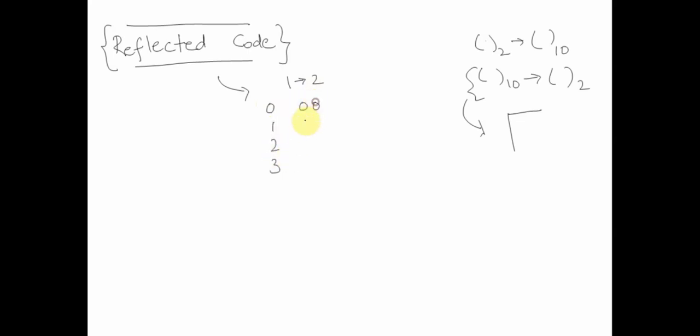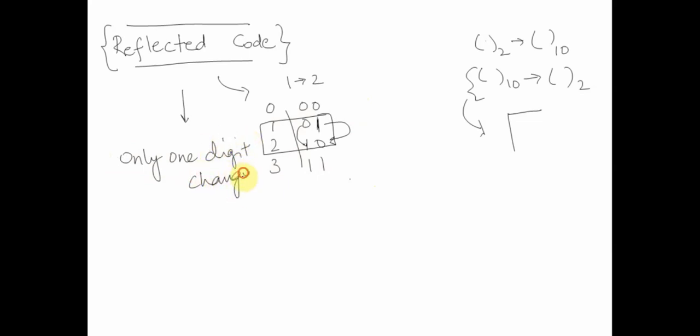How does this look? 0 0, 0 1, 1 0, 1 1. So what you see here is that when I move from number 1 to 2, both my bit positions change. Bit position 0 moved from 1 to 0, and bit position 1 moved from 0 to 1. Correct. This is called BCD, binary coded decimal. We are converting a decimal number to binary. But a reflected code says that whenever we move from one number to the next, only one digit should change.